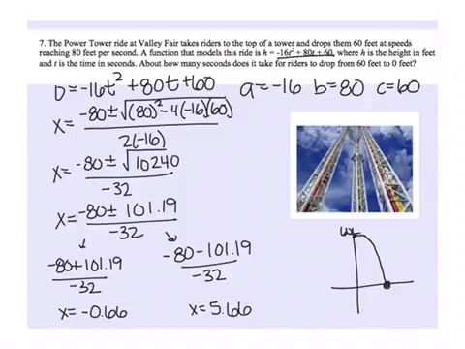If the question is asking me how many seconds it takes for the riders to drop, a negative number doesn't make any sense to me. So the positive number is going to be my answer, and I want to write it out with words. So I want to make sure that I write 5.66 seconds.